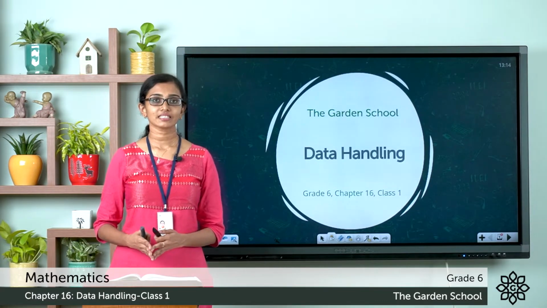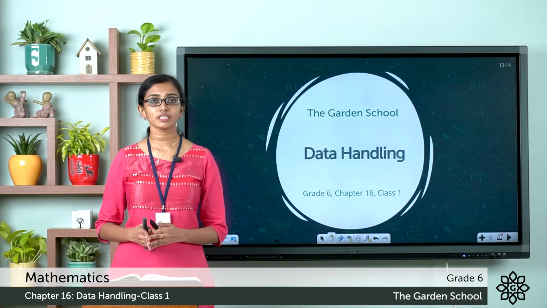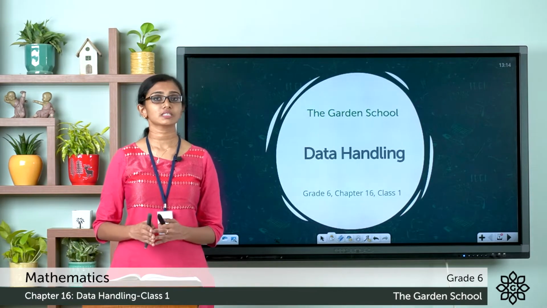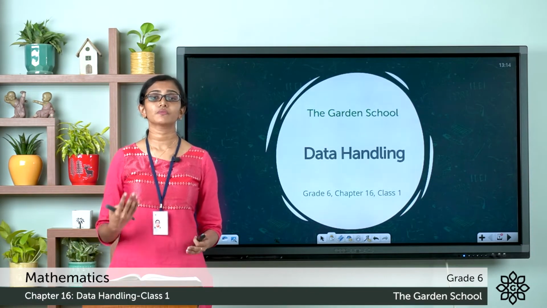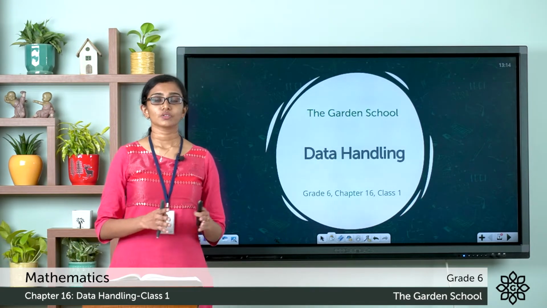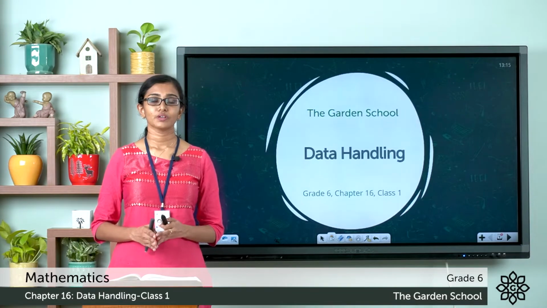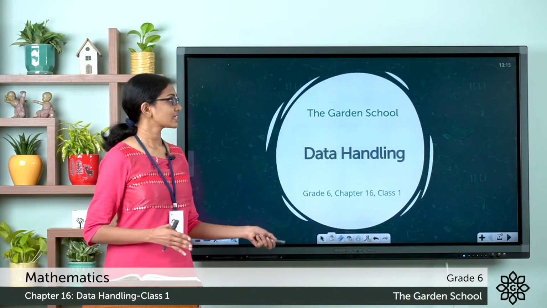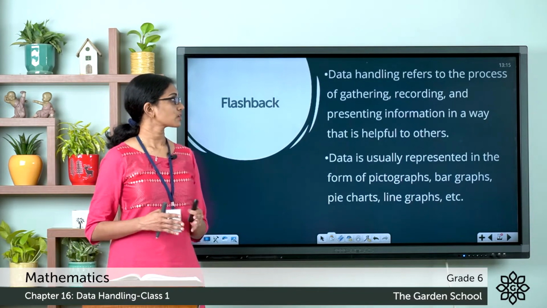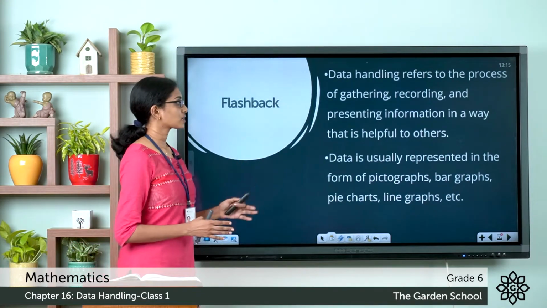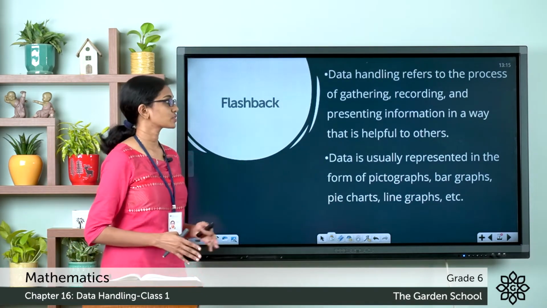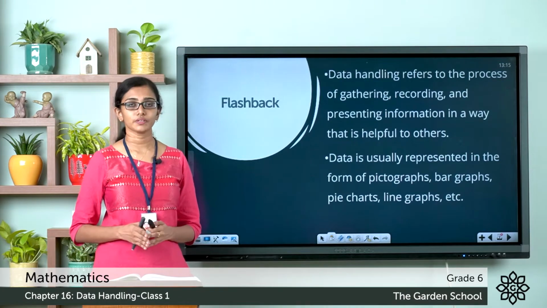So we may collect this data, we may do some processing on it, and we can present this data so that it might be helpful for others. So this whole process is called data handling. So what is data handling? Data handling is the process of gathering, recording, and presenting information in a way that is helpful to others.